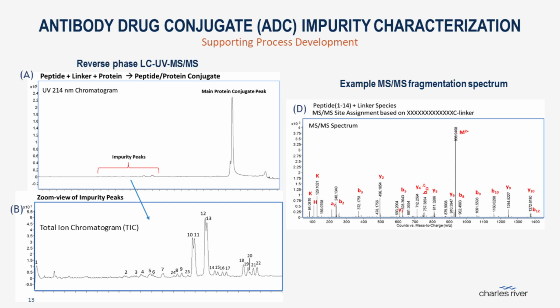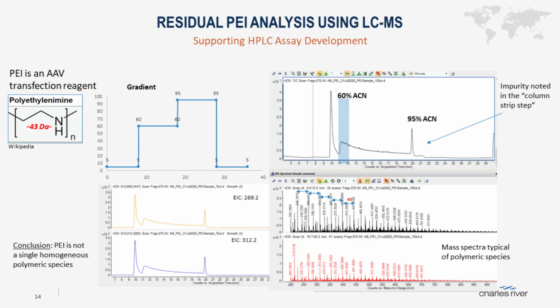Of course, this is proprietary data, so I can't show what the exact protein or peptide sequence is, but we were able to match that B and Y ion series to the proposed peptide and show that it was really a degradation product of the main conjugate.